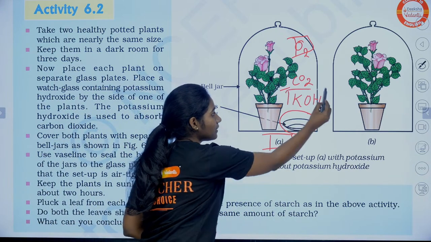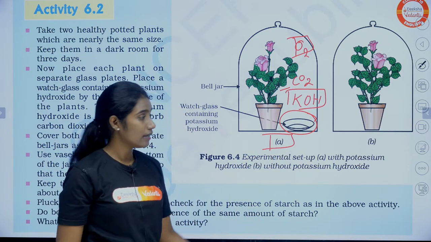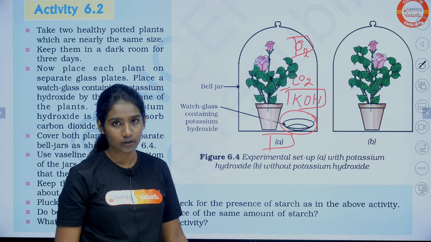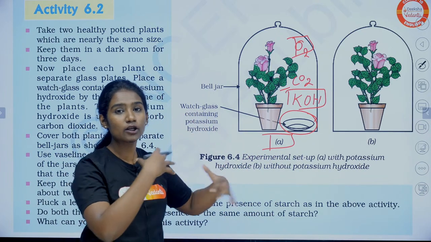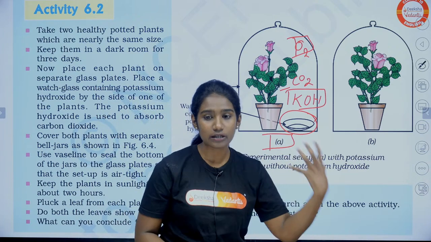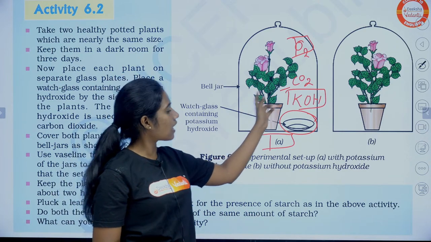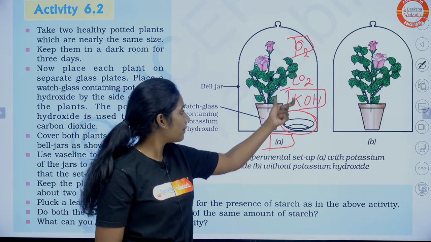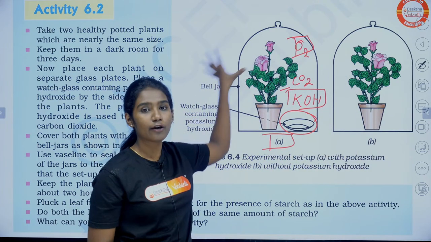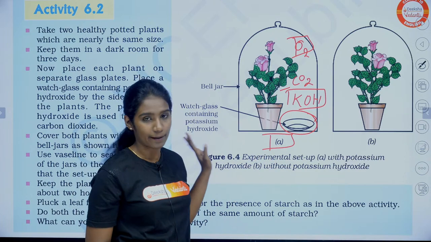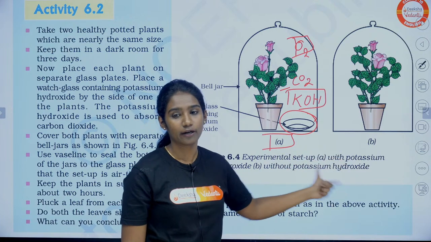Now, in this setup, in this first image, there is KOH kept. This KOH will absorb the carbon dioxide. What happens after some time is that the plant will utilize all the glucose. It will conduct respiration continuously, because of which carbon dioxide is released. Fine, but then that is captured. Now, again, for performing photosynthesis, carbon dioxide will not be there in setup A. As a result, this plant cannot survive for a longer period of time.